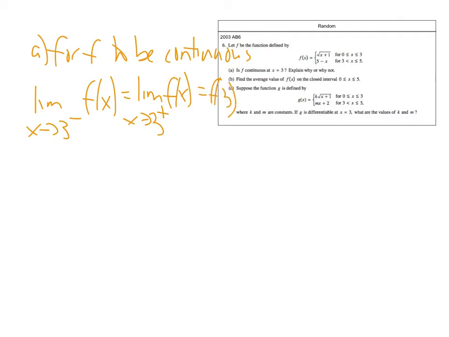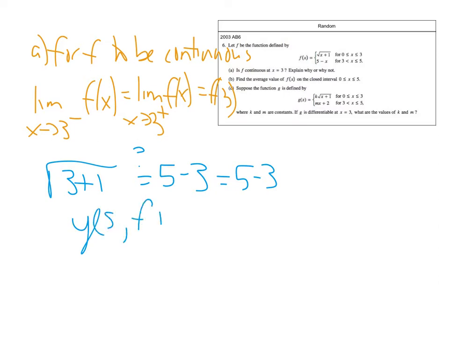So the limit from the left is square root of 3 plus 1. The limit from the right is 5 minus 3. And f of 3 is 5 minus 3. Obviously, the right-hand ones are the same. So 3 plus 1 is 4. Square root of 4 is 2, and 2 is equal. So yes, f is continuous at x equals 3.